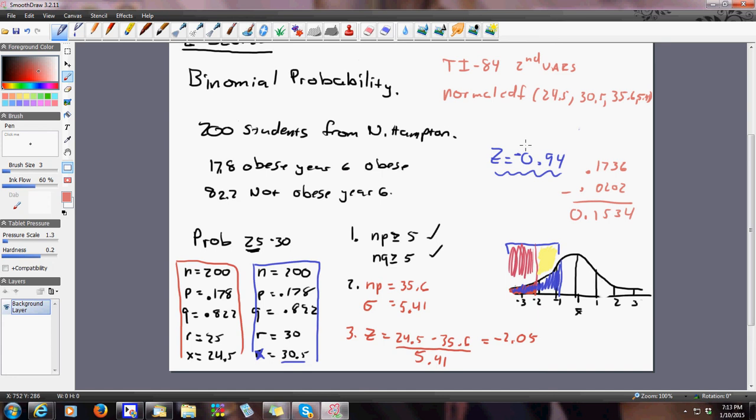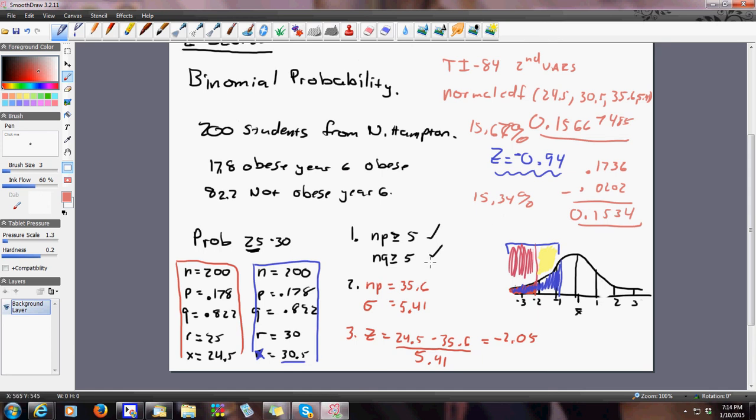24.5, 30.5. My mean is 35.6. My standard deviation was 5.41. Oh, good. I get 0.15667485. Now, although this is probably a more accurate answer, you'll notice that this is about 15.67%, and this is 15.34%. Yes, I am off, but you can see I'm off by less than 1%. I'm off by less than half a percent.